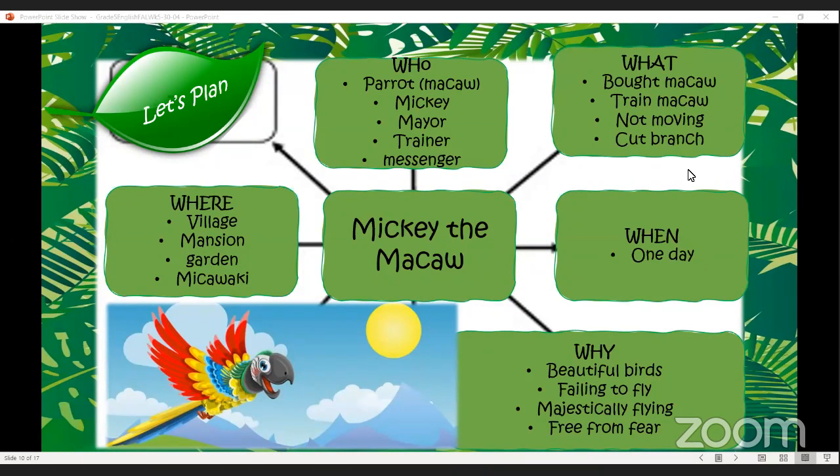It is an alliteration. When is my story going to happen? Well, it's an animal tale. So I'm just going to say one day because it's a story and it's not true. Okay, so why are the things going to happen in the story? Well, because there's beautiful birds, something's failing to fly, majestically flying. I like that word majestically. It goes with my title. Free from fear. So that's the message I want.